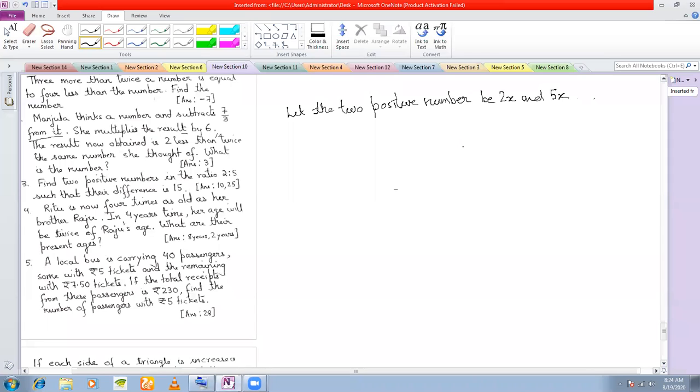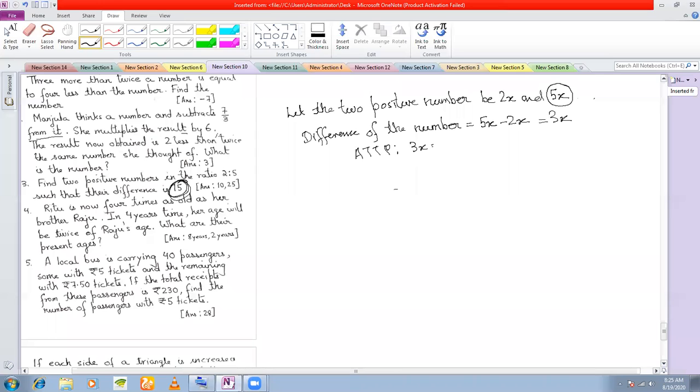Now which is the greater number? 5x is the greater number, right? When we are talking about the difference of the numbers, we mean either 2x minus 5x or 5x minus 2x. But since 5x is the greater number and the difference here is positive, the difference is 15. So we will only take 5x minus 2x because the difference is positive, not negative. So the difference is 3x.